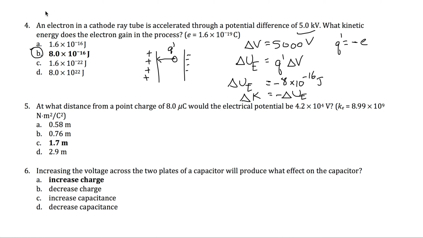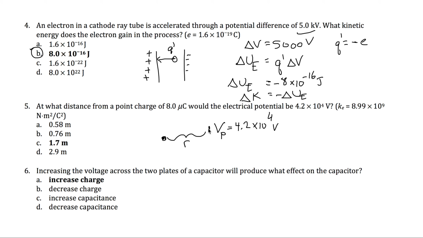Let's do another one here. At what distance from this charge would the potential be this? This one is more of a plug and chug, not like the ones we've been doing where you have a charge moving from one place to another. Here you just have a charge, and you want to know at what distance r the potential at this point, let's call this point P, would be 4.2 times 10 to the 4.